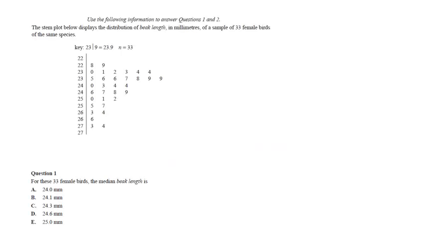Okay, so we've got to find the median for the 33 birds. 33 plus 1 divided by 2, that's 34 divided by 2. So we're looking for the 17th spot. We'll just start from the start.